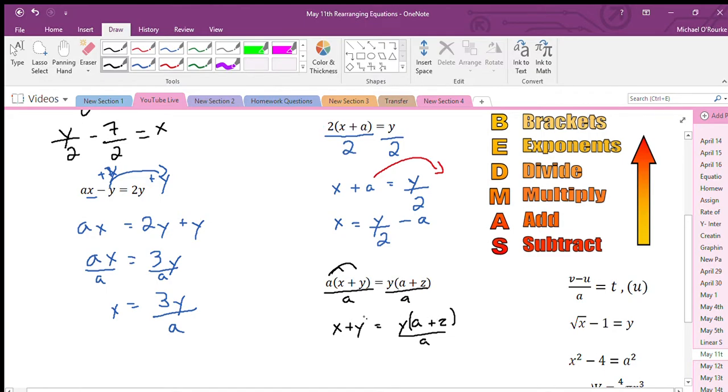Therefore, next step, we work backwards again, and we have an addition over here. We bring it over, and it's going to become a minus. We're going to write this down first: a plus z over a minus y. And we're all done.